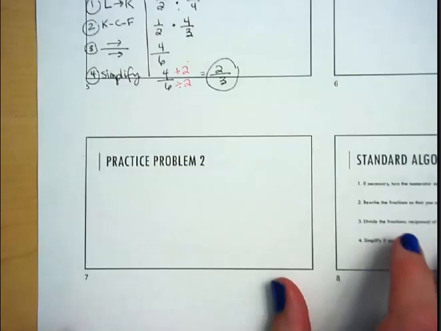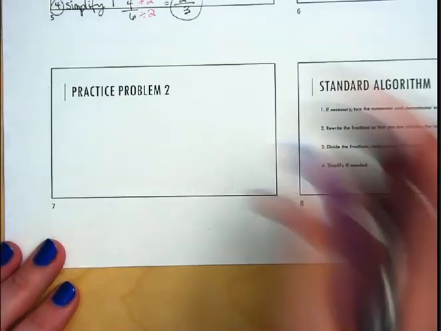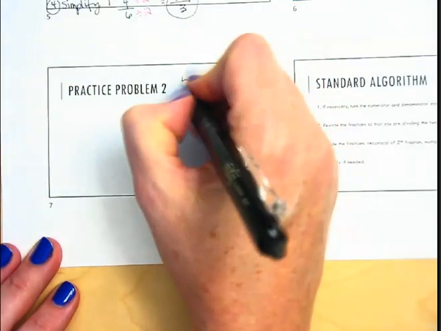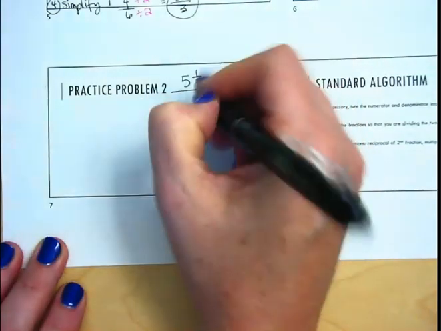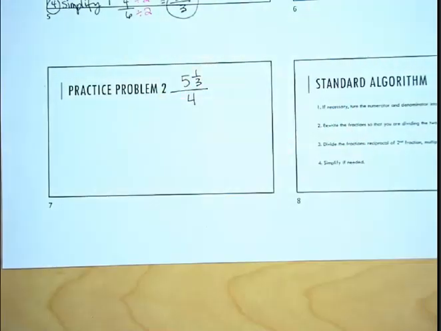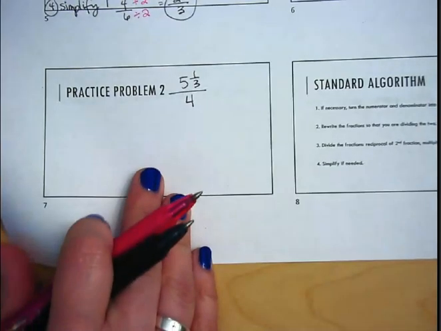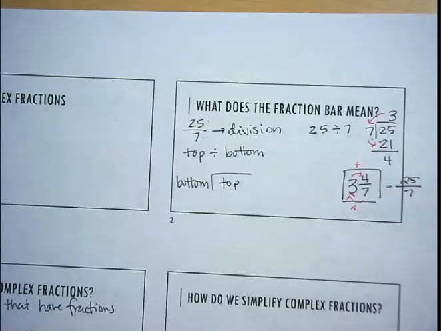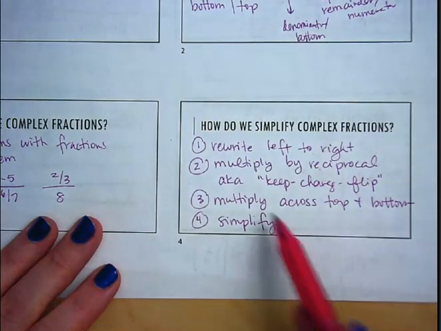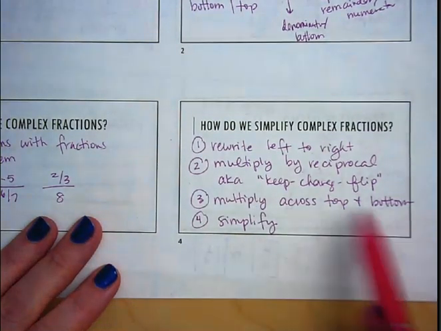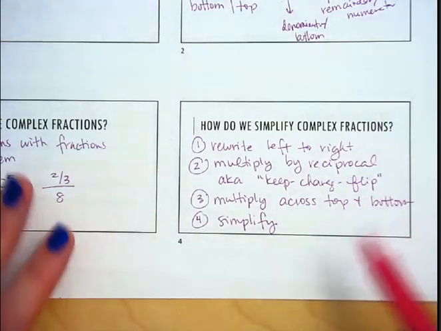And then the last practice problem I want to do is one with a mixed number. So it's 5 1/3 over 4. So there's actually 2 sections of this problem we need to fix before we can follow the steps. Because the step I'm concerned about is step 3, which says to multiply across the top and bottom. So multiply the numerators and denominators.